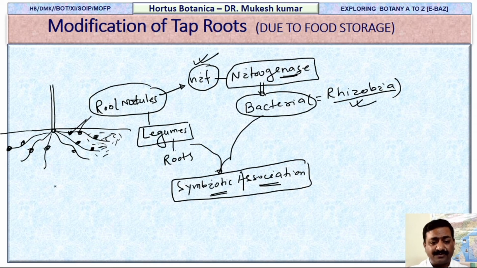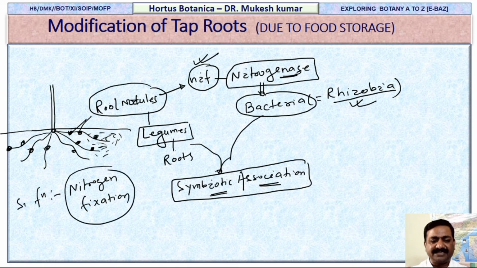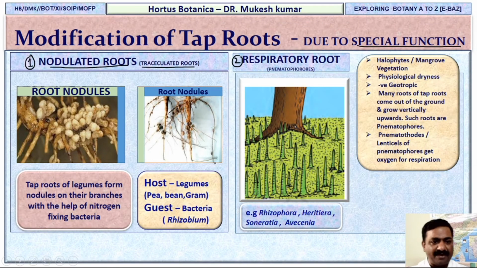So what are we finding? Nitrogen fixation is not the main function of root. This is the special function of root. For that nitrogen fixation, the modification is that it becomes a node-like structure in the taproot, and that's why it is called root nodules or nodulated roots. So this is what we are talking about, nodulated or trabeculated irregular roots.